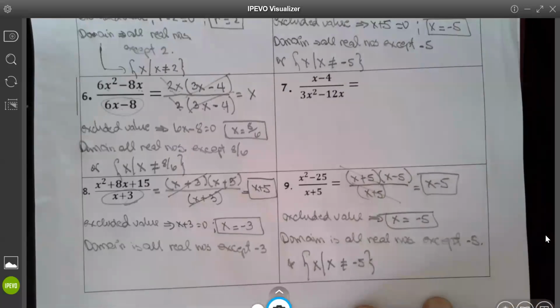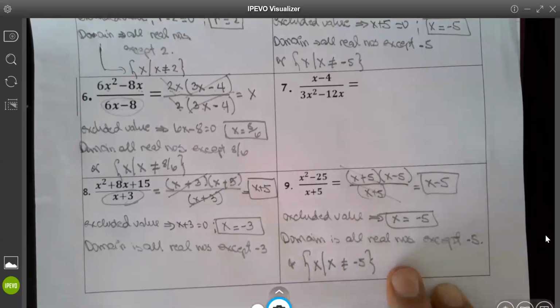So that is your simplifying rational expressions. So you can do your classwork now.